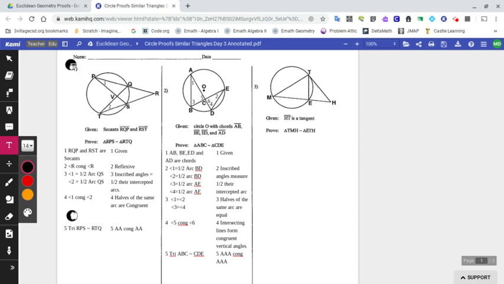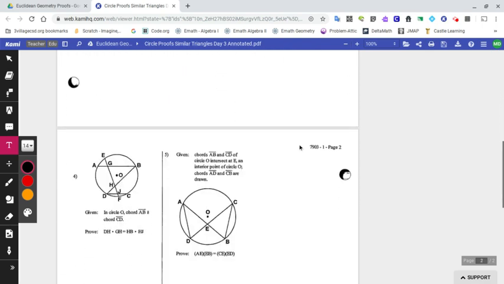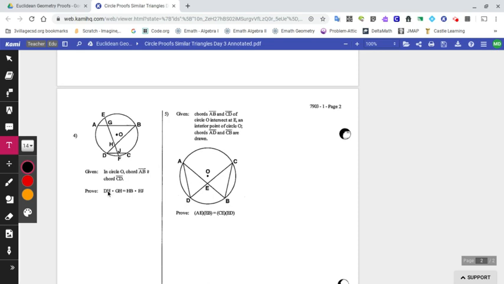All right, so look at numbers 3, 4, and 5. Remember though, with similar triangles, you have the possibility of two or three different types of proof statements. Number 3, you're proving the two triangles are similar. Number 4, you are proving a cross product. And number 5, you're also proving a cross product.